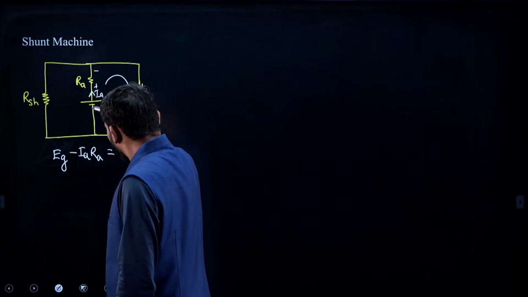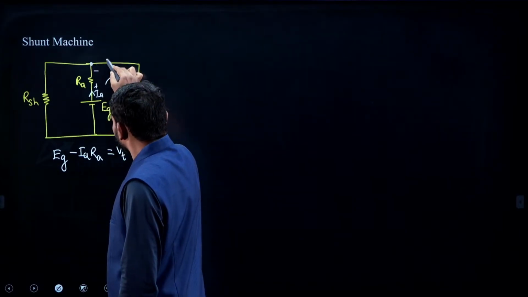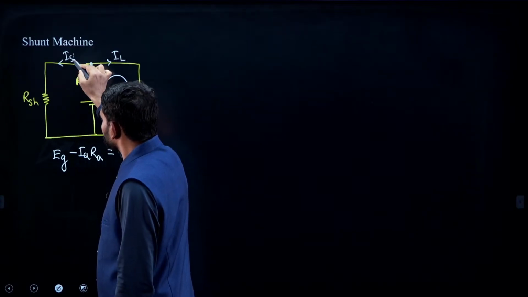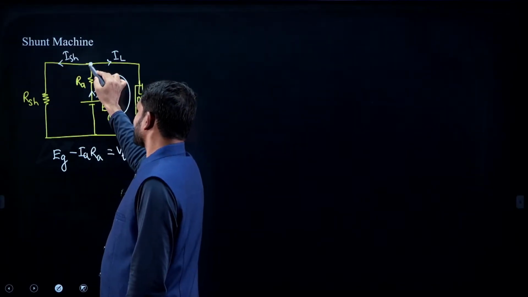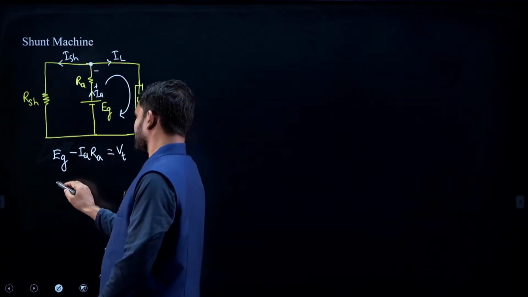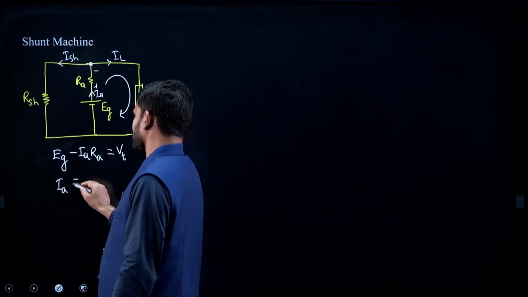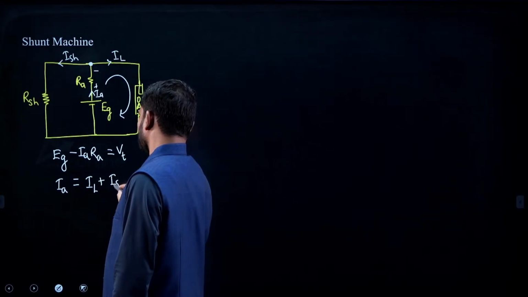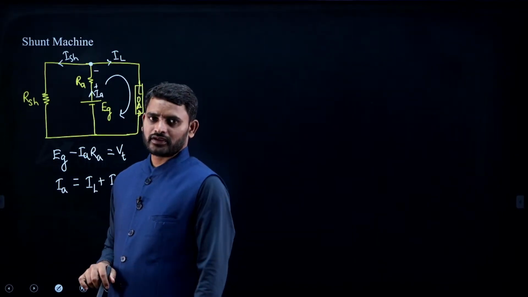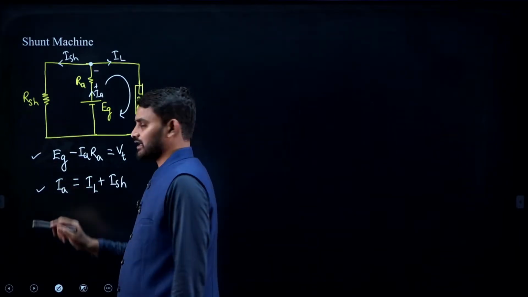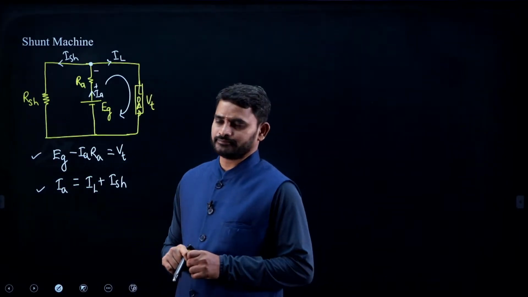Now, this armature is going to deliver the current, and that is going to be diverted into the load and also the shunt field winding. So, if you apply KCL at this junction, the sum of entering currents equals the sum of leaving currents. IA is equal to IL plus ISH. So, these are the voltage and current equations of the shunt generator.